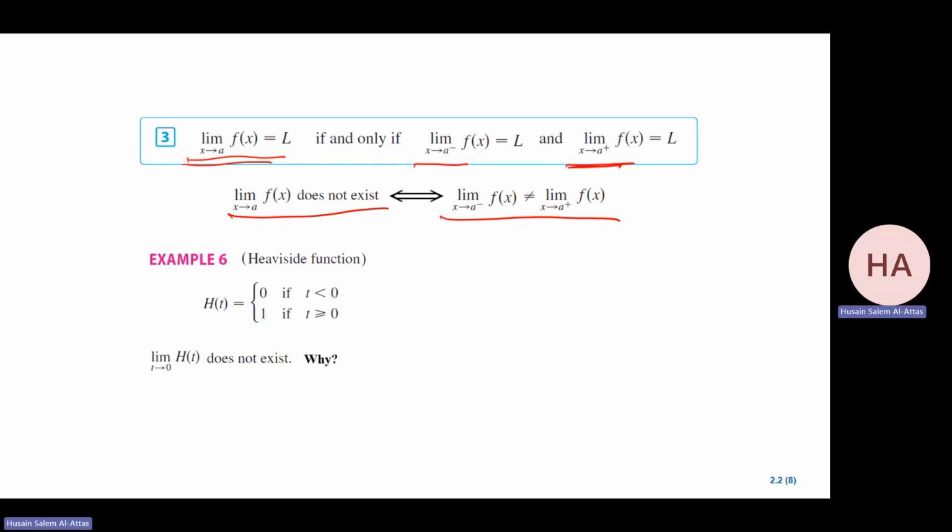For example, in this function, if I approach 0 from the left, I'm on this side, and from the right, I'm on this side. So the limit here does not exist. If t goes to 0 from the left, it will be 0. If t approaches 0 from the right, it will be 1. So these two limits are not equal, so the limit does not exist. Left not equal to right.